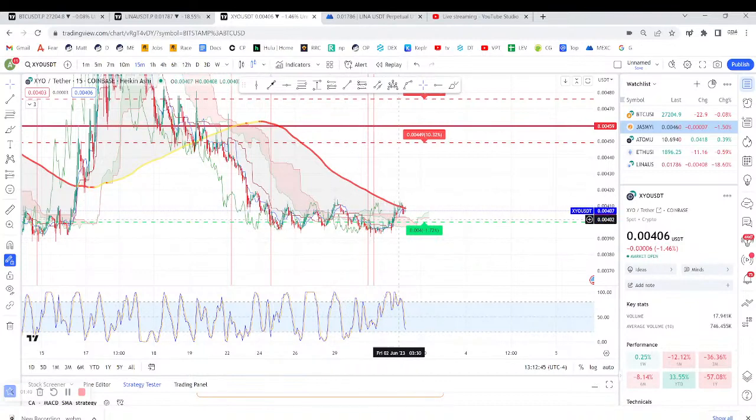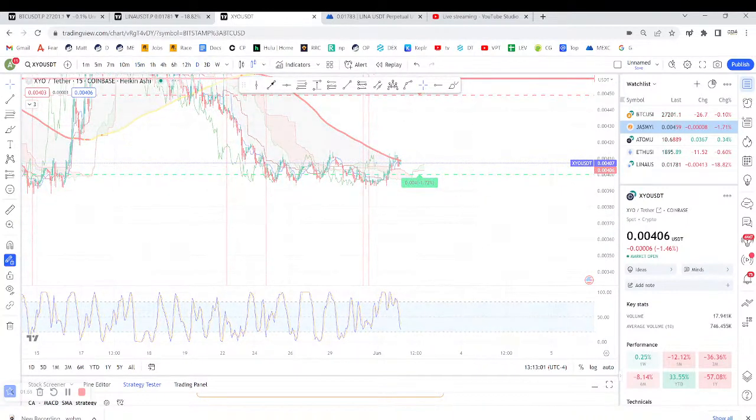15-minute chart is trying to break the 200-day moving average, make a higher low on the 15. So 15-minute chart could take a move up on XYO. We'll see what happens. So the next resistance to be bullish would be basically half a penny. That's what I'm looking at for XYO.